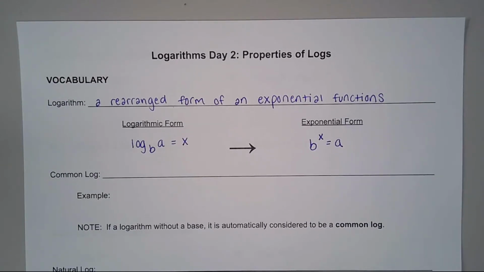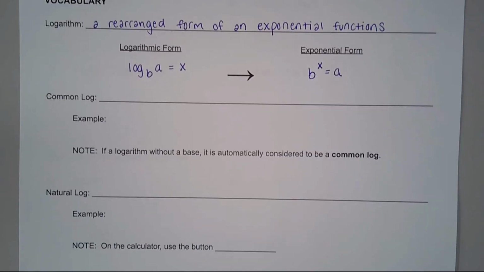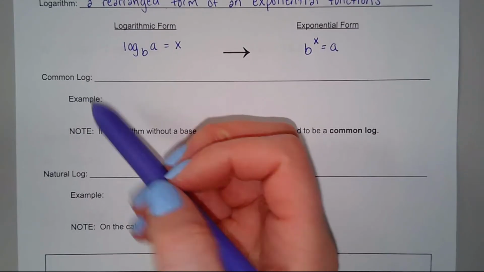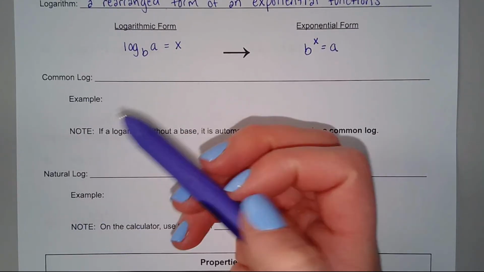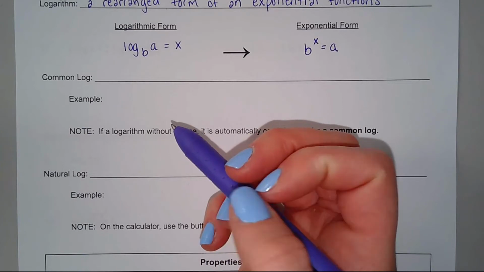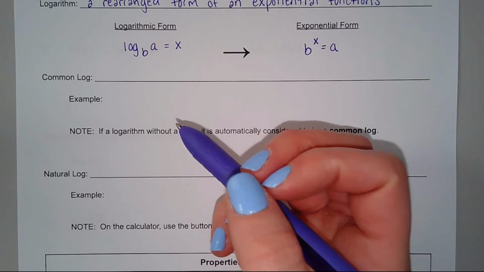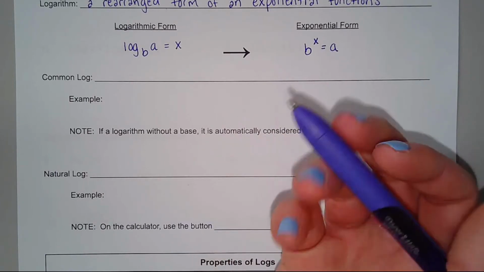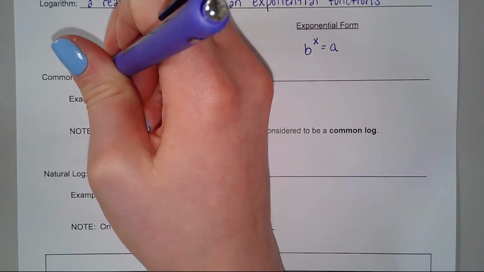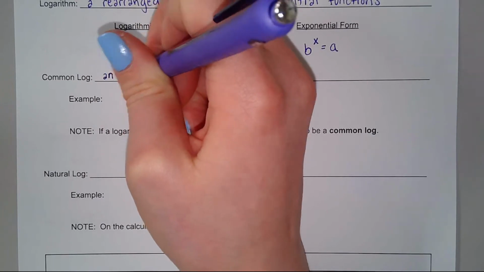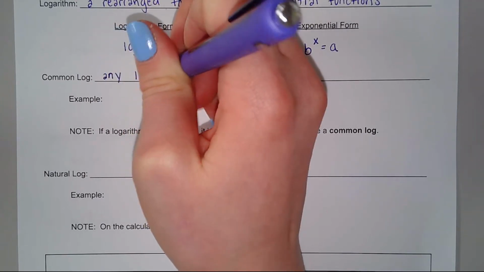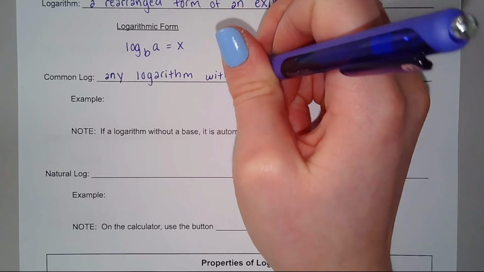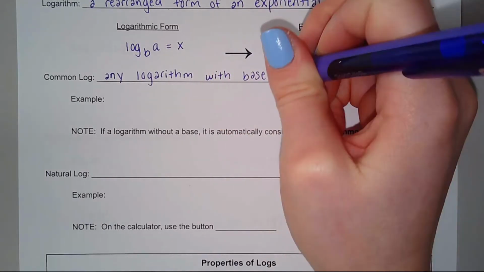Now, the first thing we're going to look at is two very special types of logs. One of these is called a common log, and the other is called a natural log. Both of these are very common logarithms that will help us as we're solving equations with logarithms. So a common log is any logarithm that has a base 10. A common log will always have a base 10.